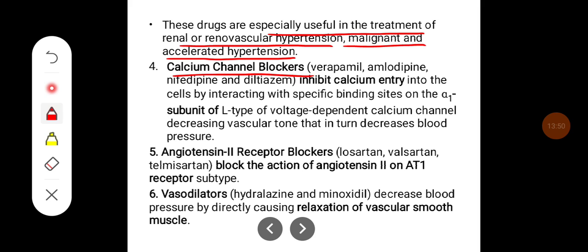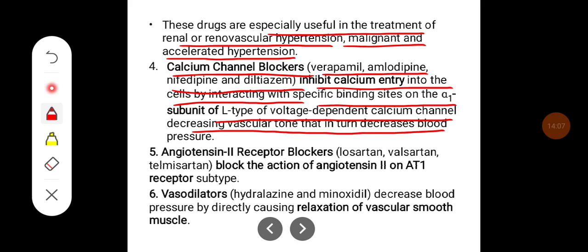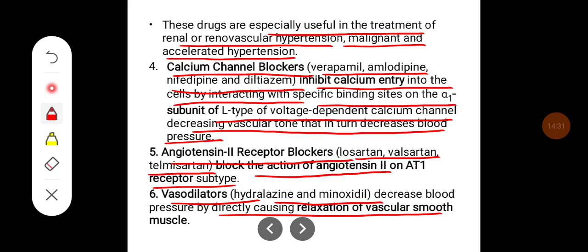Calcium channel blockers like verapamil, amlodipine, nifedipine, and diltiazem inhibit calcium entry into the cells by interacting with specific binding sites on the alpha 1 subunit of the L type of voltage dependent calcium channel, decreasing the vascular tone, which in turn decreases the blood pressure. Angiotensin 2 receptor blockers like losartan, valsartan, and telmisartan block the angiotensin 2 AT1 receptor subtypes. Some of the vasodilators like hydralazine and minoxidil decrease the blood pressure by directly causing relaxation of the smooth muscle.